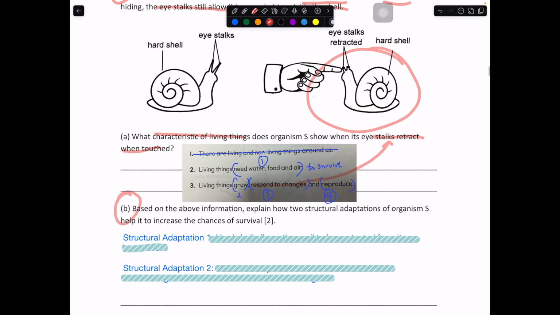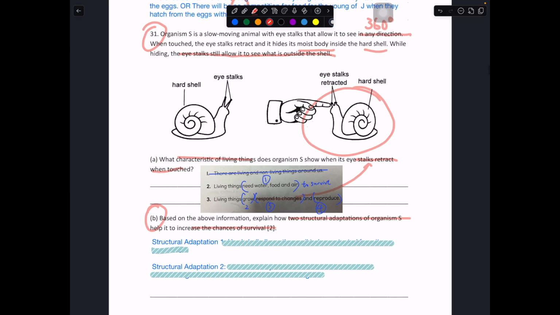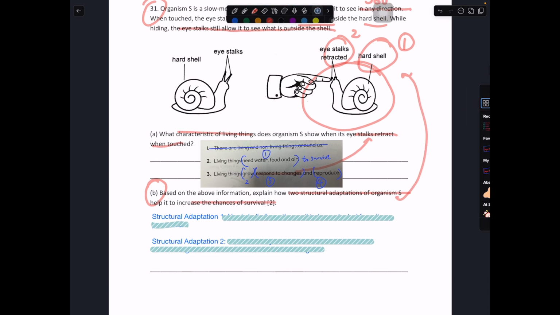Okay, so let's take a look at B. Based on the above information, state 2 structural adaptations of organism S that help it to increase its chance of survival. You need to know what the structural adaptations are before you can write. So what are the 2? Number 1, hard shell. Number 2, retractable eye stalk. These are the 2 labeled in the diagram. So how do you use it? Think about it. We go back to the same idea.